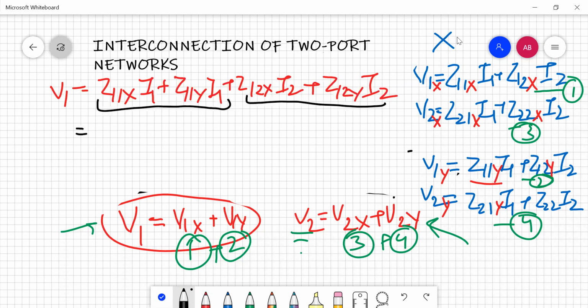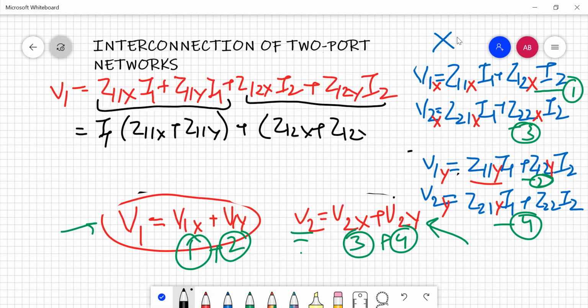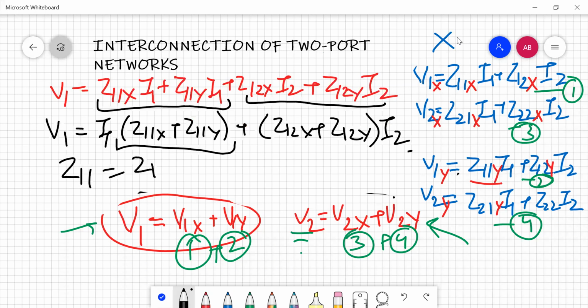So now I have to take I1 common, and I will be having Z11X plus Z11Y. Similarly, here I will be getting Z12X plus Z12Y into I2. And so that means that for the combination, my total Z11 parameter of the combination will be equal to Z11 parameter of the X network plus Z11 parameter of the Y network.